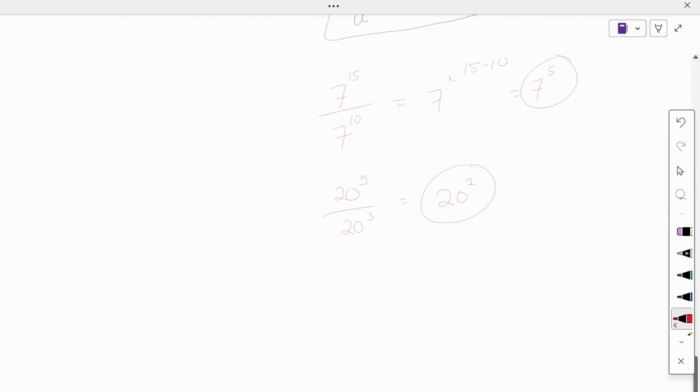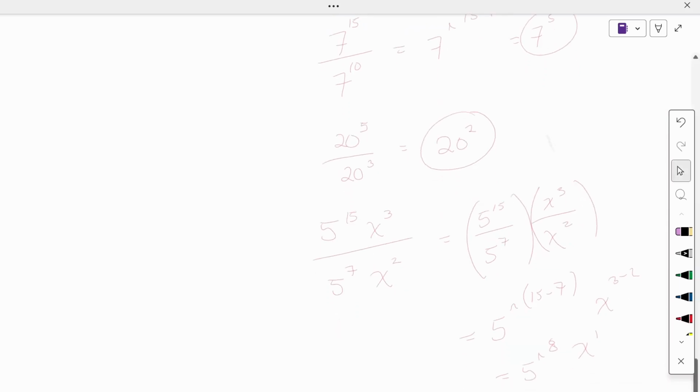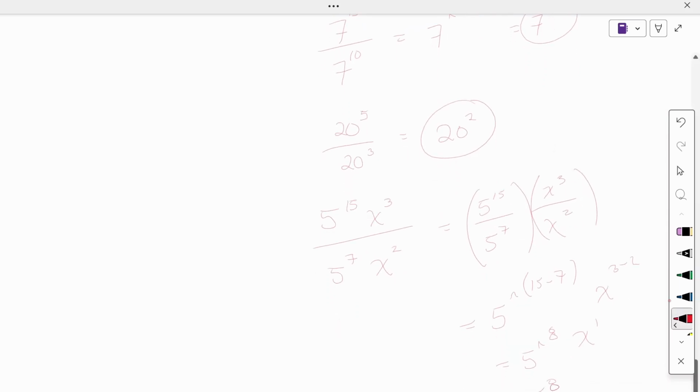Okay, and of course, as a more complicated example, suppose you've got 5 to the 15th, x to the 3rd, divided by 5 to the 7th, x to the 2nd. You're going to essentially try to break this fraction up. It's going to give you 5 raised to the 15 minus 7 and x raised to the 3 minus 2. So you'll get 5 to the 8th power, x to the 1st, or simply 5 to the 8th, x.